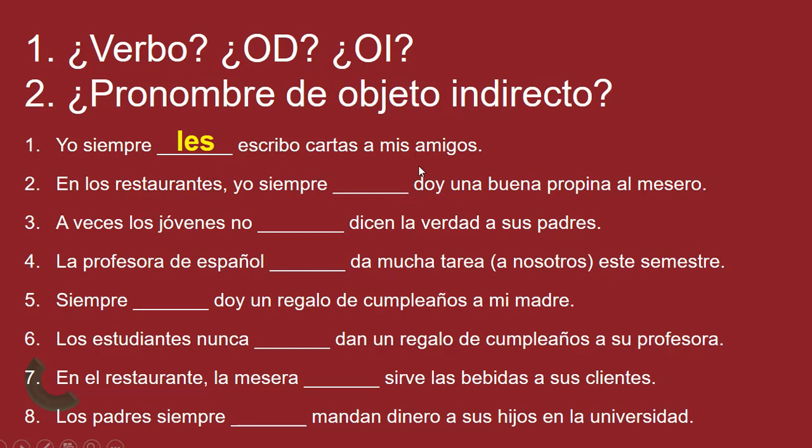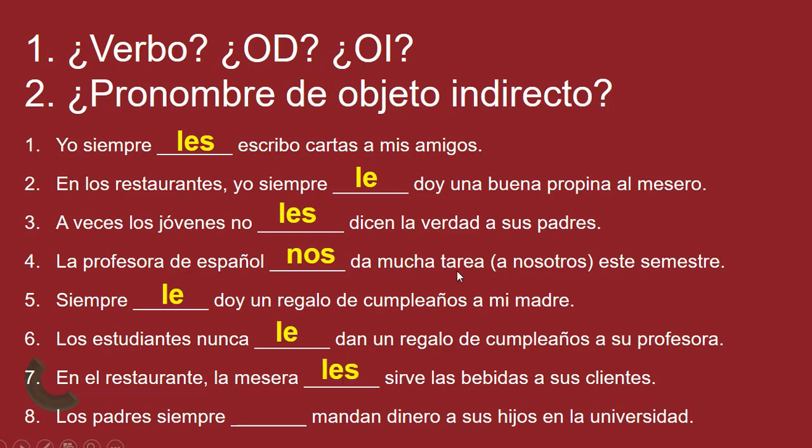Then the next sentence, I give this to the waiter. The waiter is the indirect object. So we're going to add the pronoun. If it's one person, it will be le. Here it was more than one person, so les. A veces a los jóvenes no dicen la verdad a sus padres. Sus padres, again, more than one person, a group of people, so les. Same thing, she gives a lot of homework to us, a nosotros. If it's a nosotros, that would be replaced with nos.